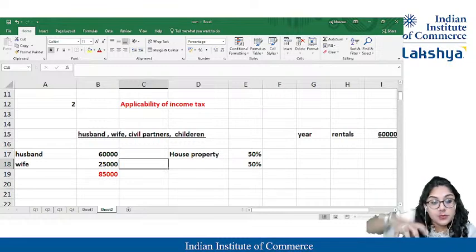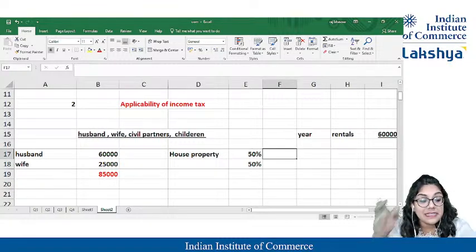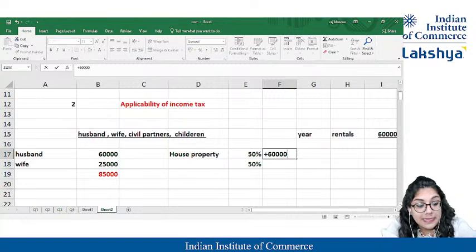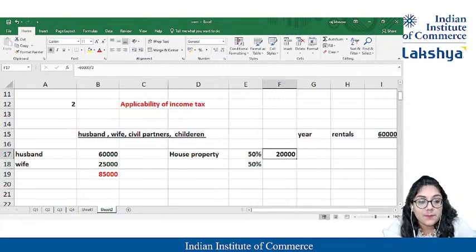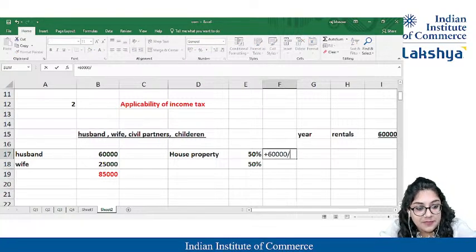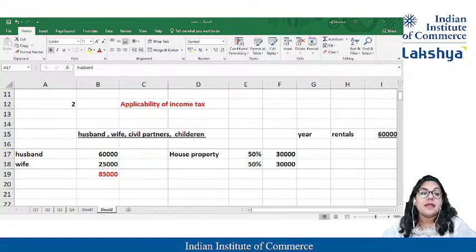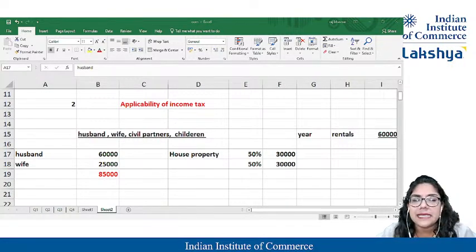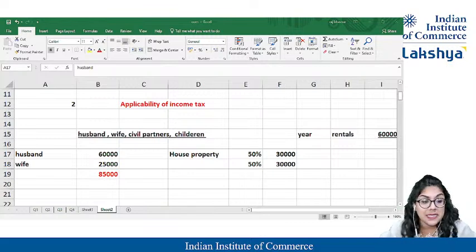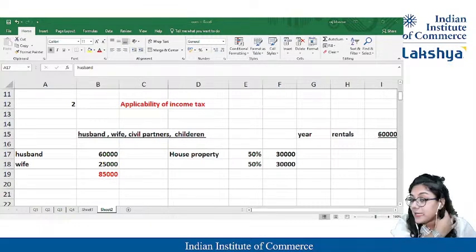If you have all contributed 50-50 percent, then the individual income should be allotted accordingly. Sorry, 60,000 divided by 2, so 30,000 and 30,000 should come. So basically now my income will increase. But then eventually we understood the wife has not contributed a single penny. It is totally 100% the husband's.